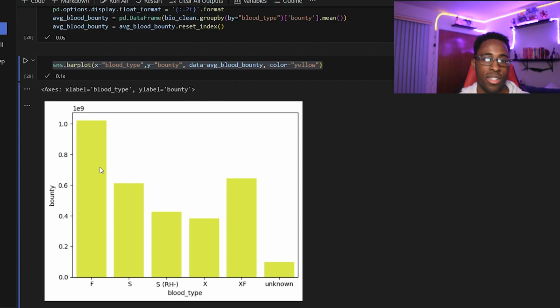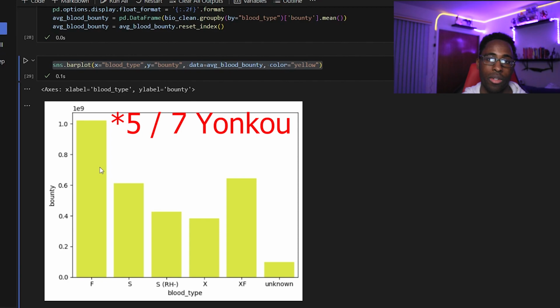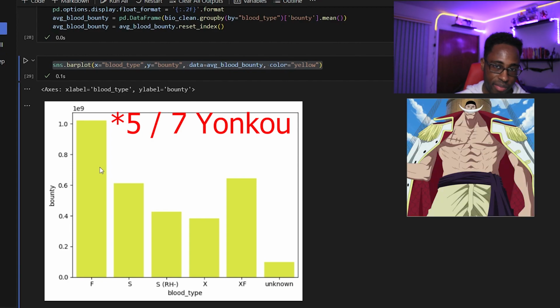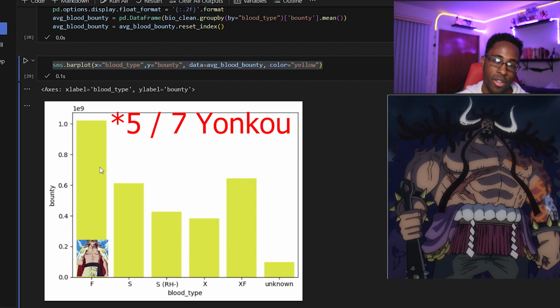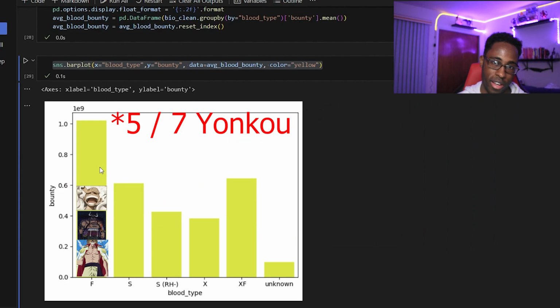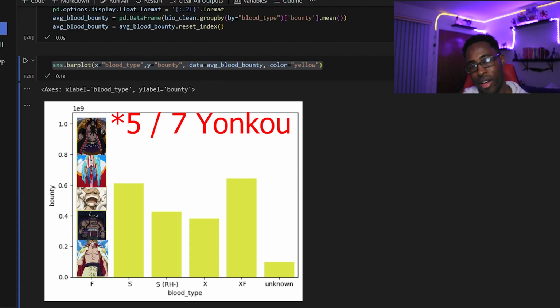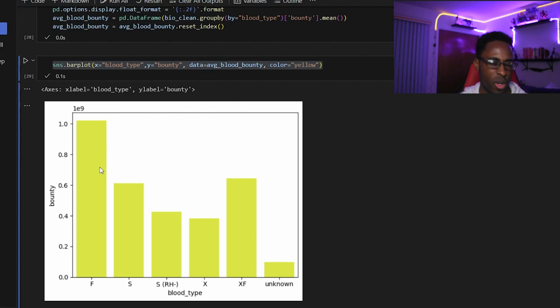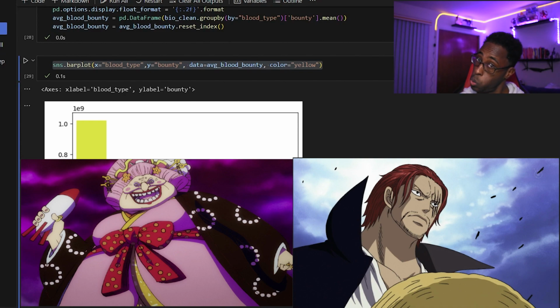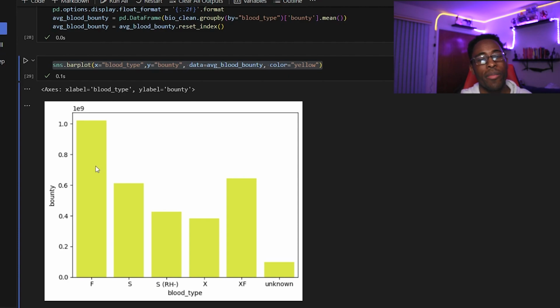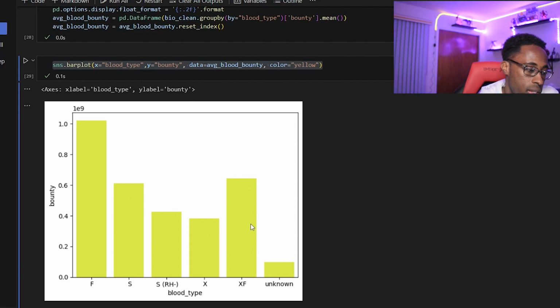So one interesting tidbit is that 4 out of 6 Yonko, and 3 out of the 4 current Yonko, have blood type F. The 4 out of the 6 includes Whitebeard, Kaido, Luffy, and Buggy the Clown. The 2 Yonko that aren't in that are Charlotte Linlin, the only female, and Shanks. Special blood maybe? I don't know. But yeah, blood type F has the highest, followed by XF actually as the second highest, then blood type S, SRH, X, and unknown.